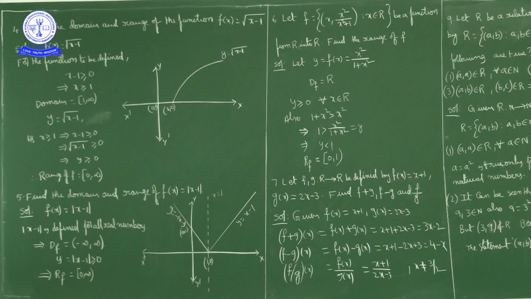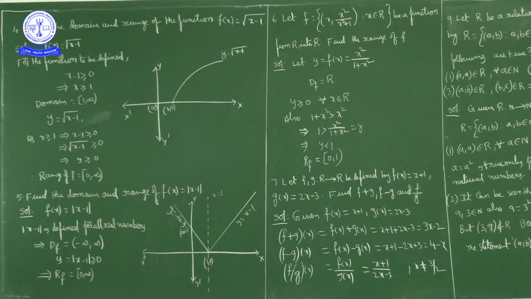Now range. y is equal to square root of x minus 1. What values are we giving for x? 1 or more than 1. So as x is greater than or equal to 1, x minus 1 is greater than or equal to 0. As x minus 1 is greater than or equal to 0, square root of x minus 1 is also greater than or equal to 0. Means y is greater than or equal to 0, nothing but the range is greater than or equal to 0. So range of f is the closed interval 0 to infinity.